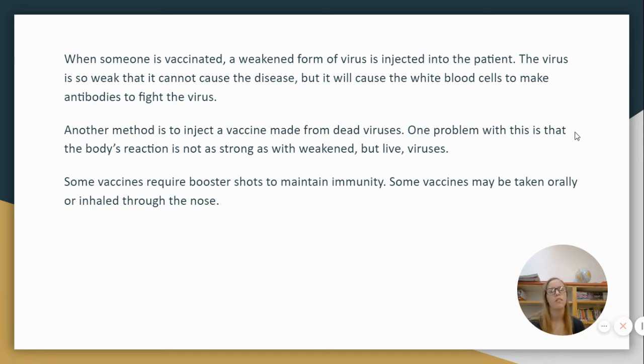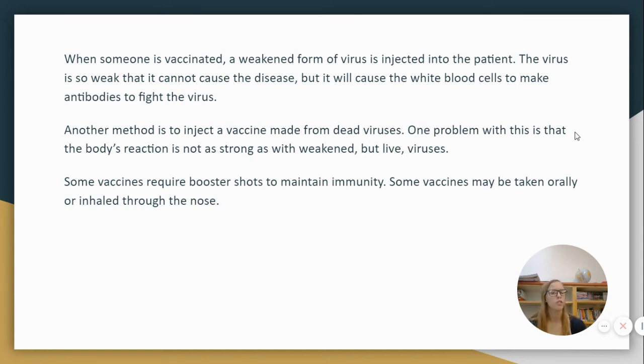There is another way for injecting a vaccine, and it's made from a dead virus. So a weakened form is going to be a live virus, or there's a dead virus. But there is one problem with that, and it's because the body's reaction is not as strong with the weakened viruses as it is with the live viruses. So your body's still going to work to fight it, but it's not going to work as strong as it would if it was a live virus.